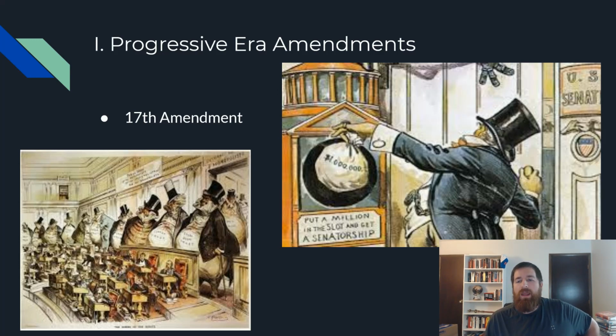If you were a wealthy donor, you could donate to key members of a state's legislature and get yourself chosen to be in the Senate, even if you were completely unqualified. So it created this very corrupt spoils system where individuals were being put in the Senate because of their wealth and influence rather than their ability to actually do the job. And so the 17th Amendment takes that power away from state governments and gives it to the people themselves, allowing them to choose their senators rather than depending on elected state-level representatives to do that for them.